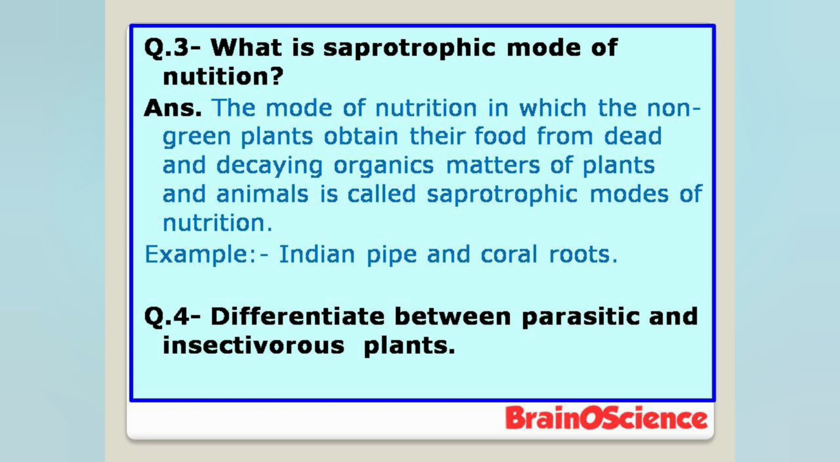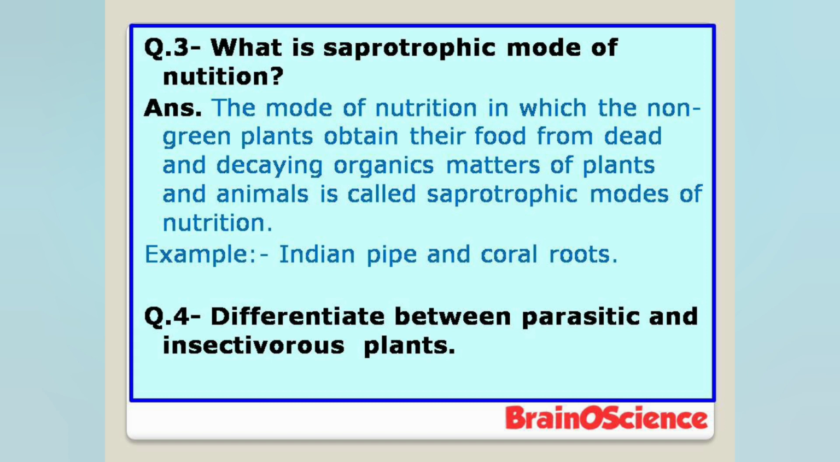Question number 3: what is saprotrophic mode of nutrition? Answer, the mode of nutrition in which the non-green plants obtain their food from dead and decaying organic matter of plants and animals is called saprotrophic mode of nutrition. Example, Indian pipe and coral roots.